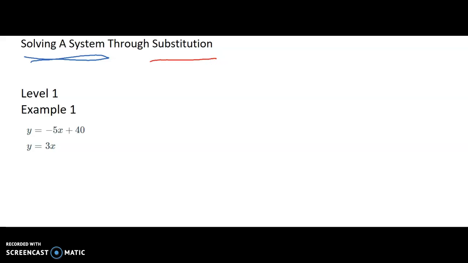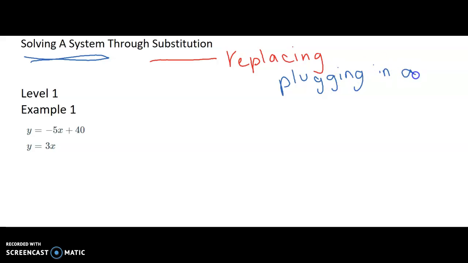So what does the word substitution mean? Really, it means replacing. So we're replacing something here. We're plugging in something else, maybe some people might think about it that way. Plugging in a value. So we've done substitution before, and this is just what we're doing here. So let's start with level 1.